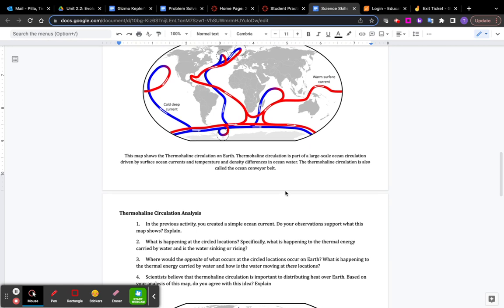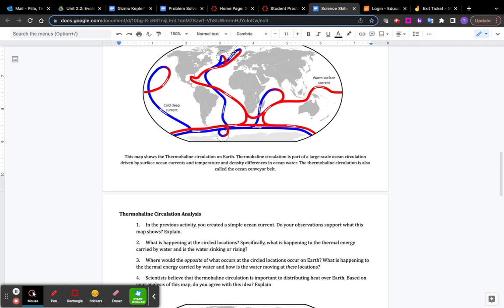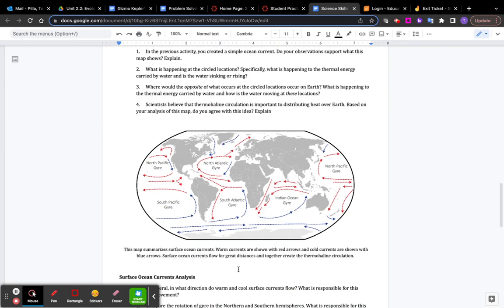Okay. Now it asks you to tell it what's happening at these specific locations. At this curve, you see the color changes. What does that mean? What's happening? Is it sinking, rising? It even says that there. And then let's see. You can answer the next question yourself.